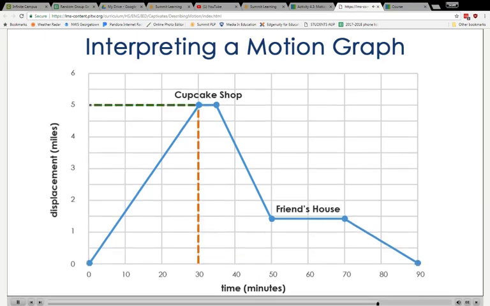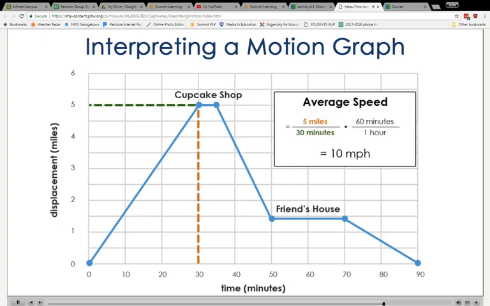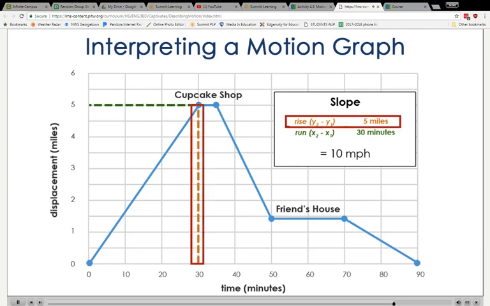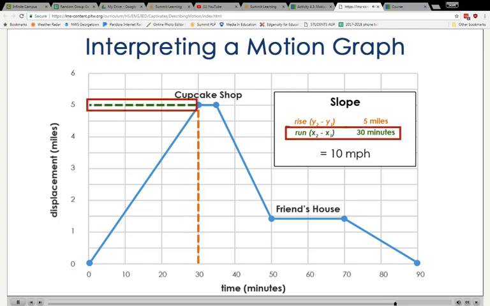We already calculated the speed from your house to the cupcake shop to be 10 miles per hour. How does that relate to the motion graph? Look at the average speed calculation, displacement over time. This is simply the slope of the portion of the graph representing the segment of the trip from your house to the cupcake shop. Slope can be determined by finding the rise over run. In this case, the rise is 5 miles and the run is 30 minutes. That gives an average speed of 10 miles per hour.